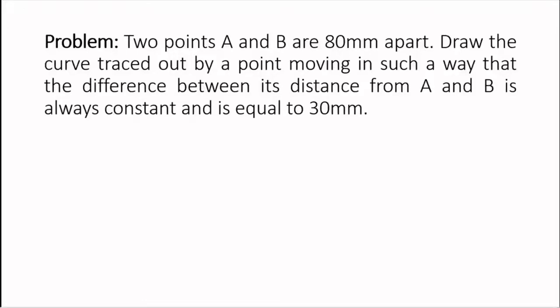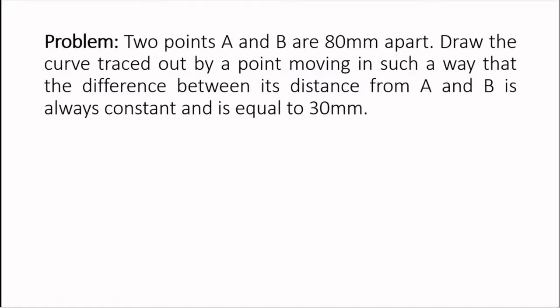The problem statement states that 2 points A and B are 80 mm apart. We have to draw the curve traced out by a point moving in such a way that the difference between its distance from point A and B is always constant and is equal to 30 mm.